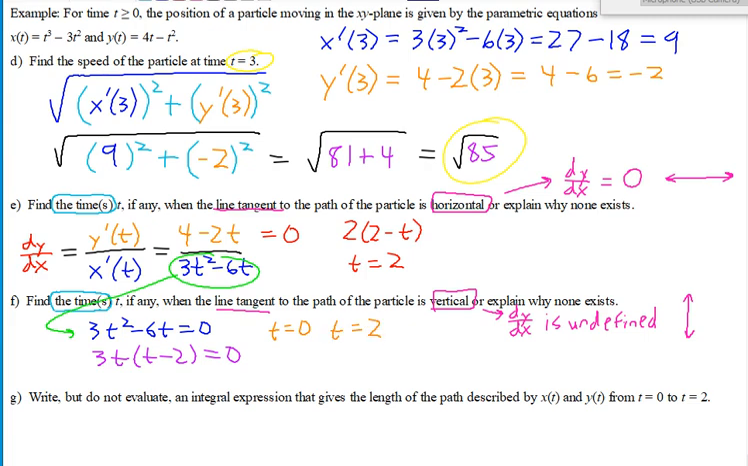So the reason why I didn't circle the answer from part E yet is, remember at time 2, that was when we were supposed to have a horizontal tangent line. And now we're saying at time 2 there's a vertical tangent line, and that's actually neither. It can't be both. That means both the numerator and denominator are 0, which is indeterminate. So we don't have a horizontal or a vertical tangent line, because it occurs on both of them.